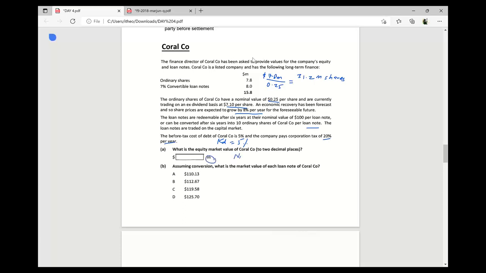Equity market value is simply the number of ordinary shares into the current share price. So what is the number of ordinary shares? 31.2 million. And what is the current share price? 7.1. So the equity market value comes to the number of ordinary shares multiplied by the current share price. You have the number of ordinary shares, you have the current share price, that's it.